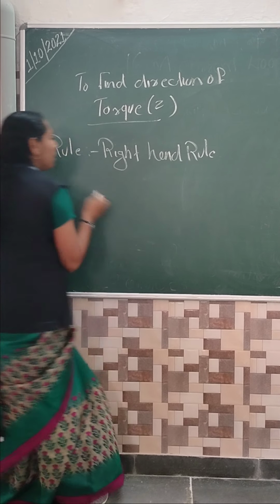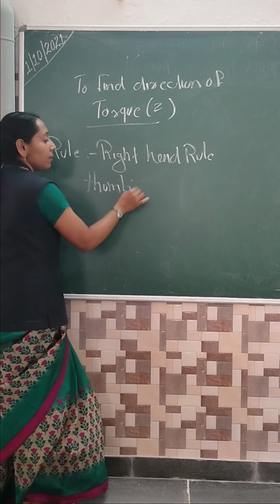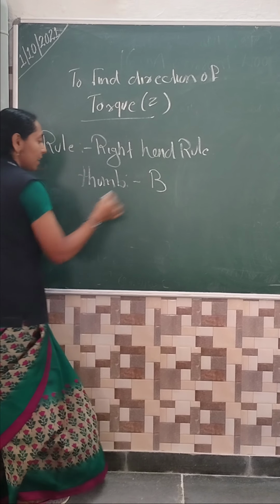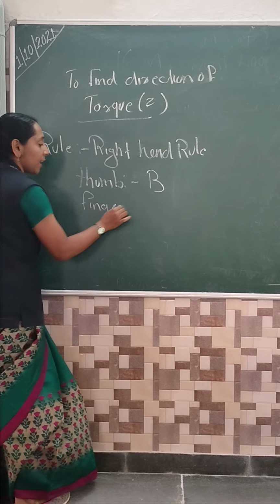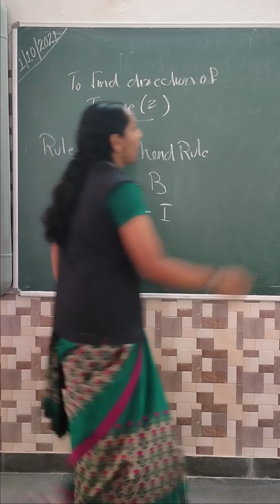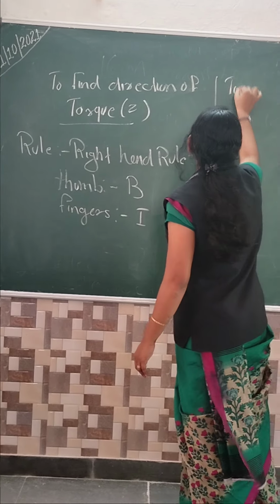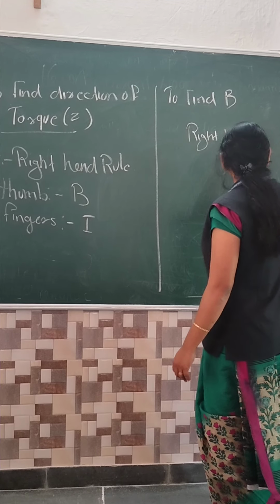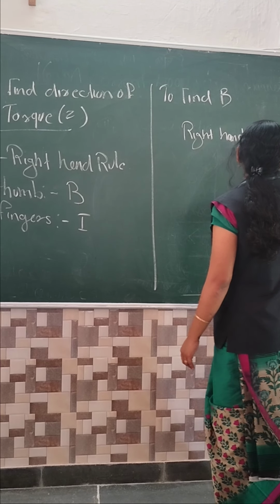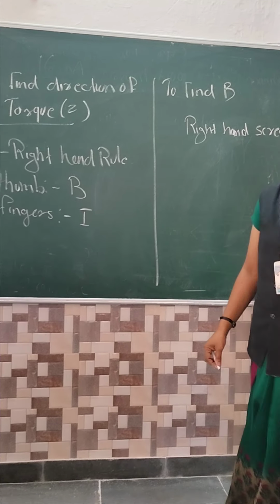What is the right hand rule? The thumb is the direction of magnetic field and the curling fingers are the direction of current. And the next one is to find B. B means magnetic field. Did you find the direction of magnetic field using the right hand screw rule? It is also known as the right hand thumb rule.